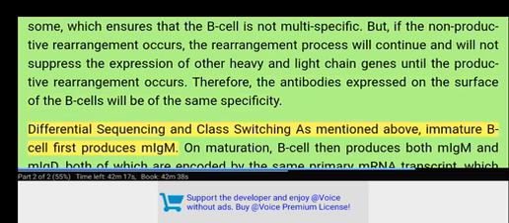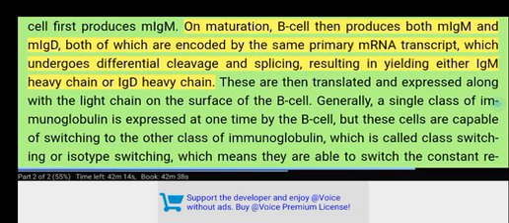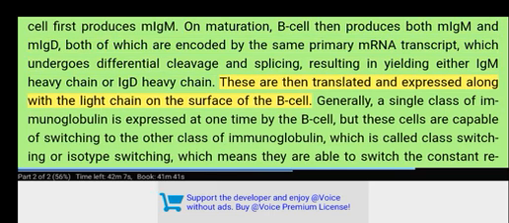Immature B cell first produces membrane IgM. On maturation, the B cell then produces both membrane IgM and IgD, both of which are encoded by the same primary mRNA transcript, which undergoes differential cleavage and splicing, yielding either IgM heavy chain or IgD heavy chain. These are then translated and expressed along with the light chain on the surface of the B cell.